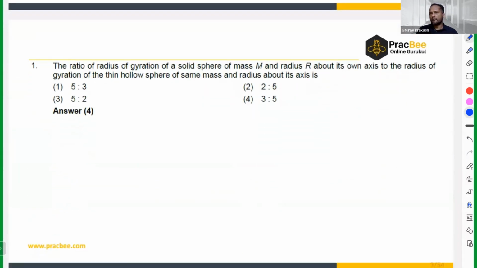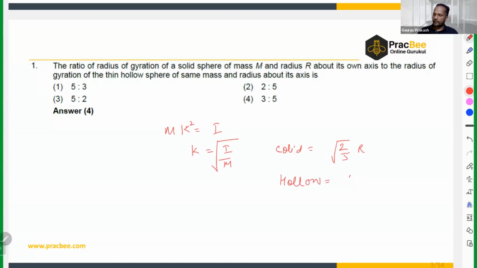So in the first question, which is from rotation, a very easy question it is, but the answer is wrong, or I can say none of the options are correct here. What is given here is the radius of gyration, and we already know that radius of gyration is nothing but we take this as mk square, and on this side we have the moment of inertia, and that is under root I by m. So for a solid sphere, I can easily say that this will be 2 by 5 under root r. And for a hollow sphere, this will be 2 by 3 under root of r.